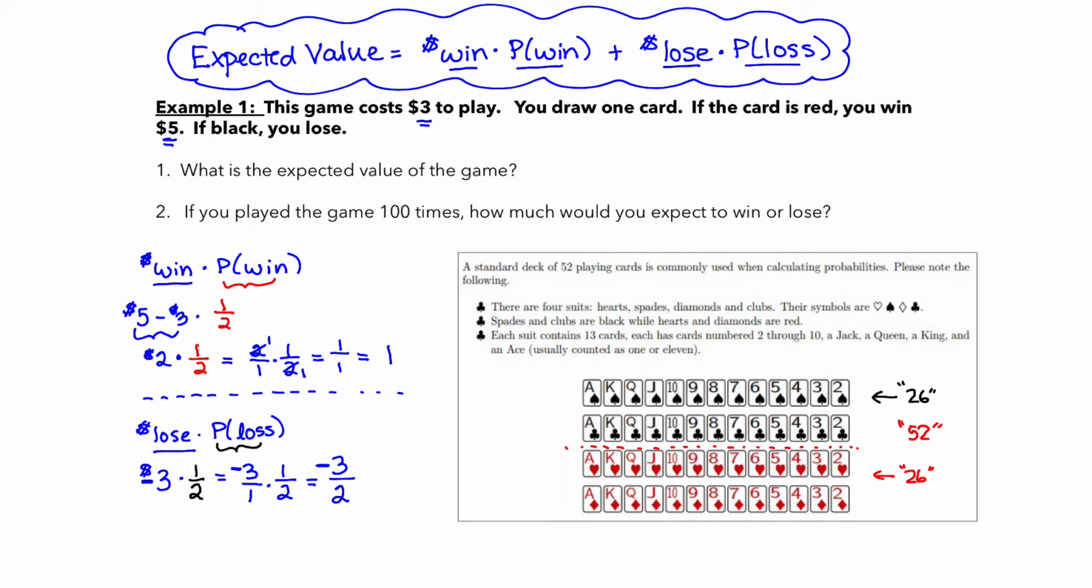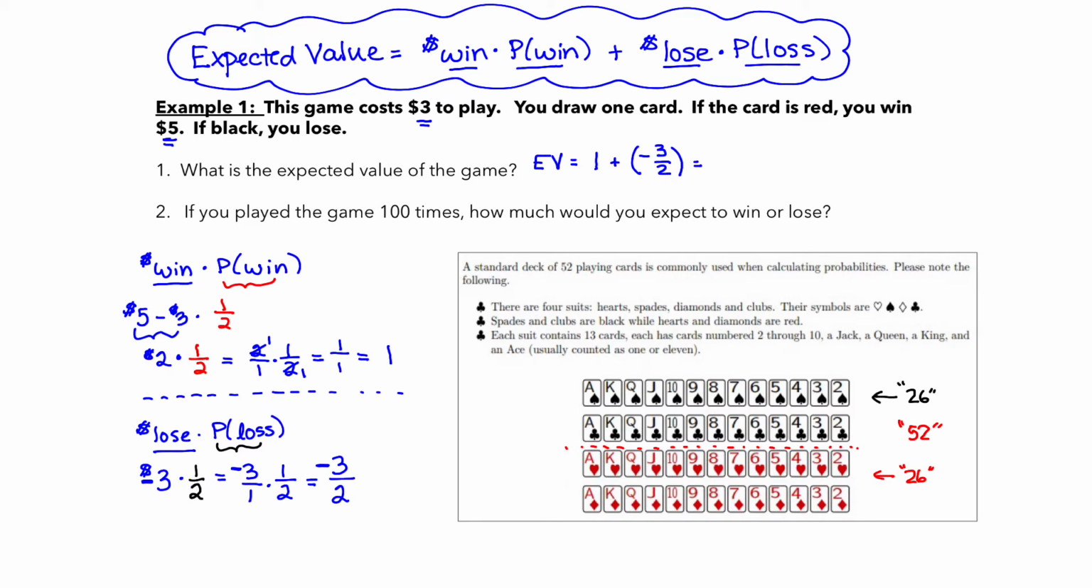Let's put these two together to get our total expected value. So what is the expected value of the game? Well, the expected value comes from the win portion, which is +1, added to the loss portion, which is -3/2.